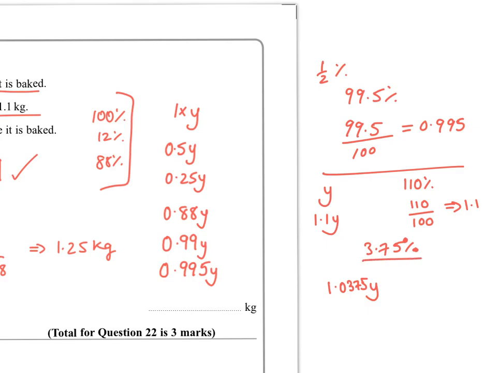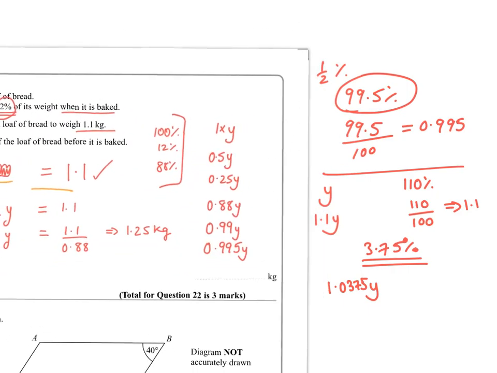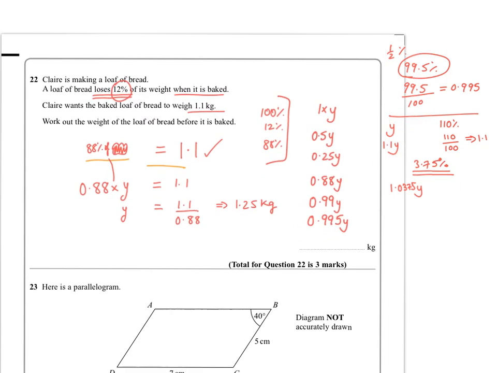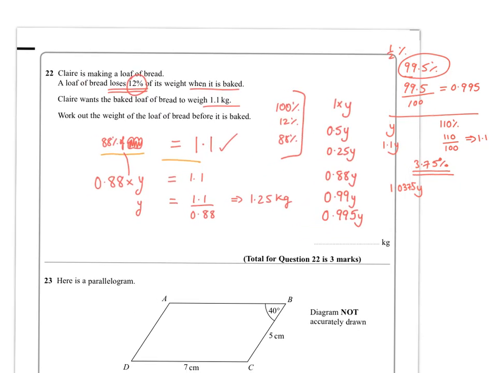So revise these, they're not as bad as they seem, but you kind of have to know how to manipulate percentages, especially when things are appreciating or depreciating in value, or in weight in terms of the bread in this question. So the answer for this question we've already given was 1.25 kilograms. And if you're still not sure on that, then you can just check it by taking 12% off the 1.25 and you'd end up with 1.1.